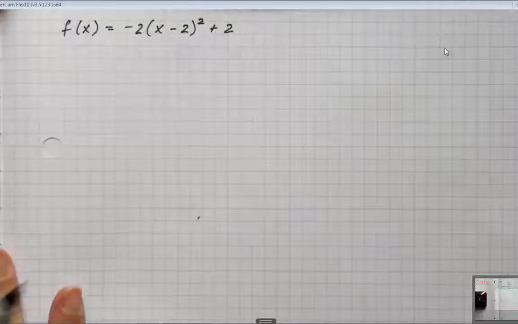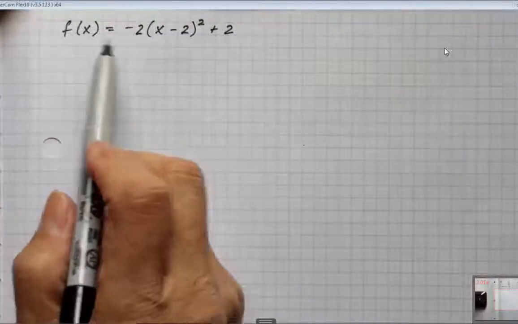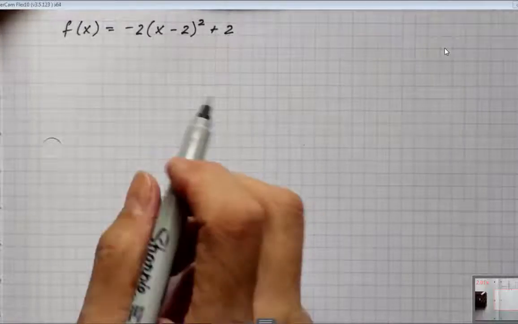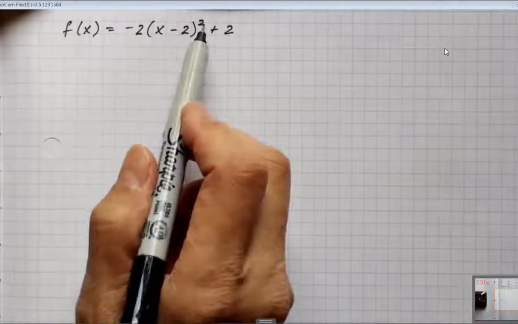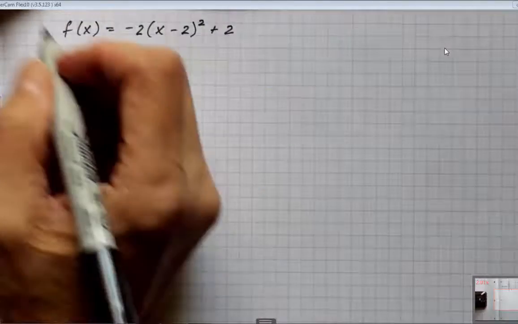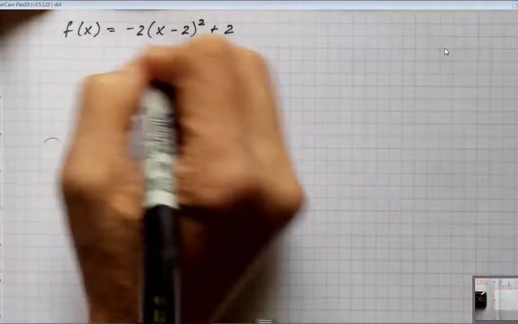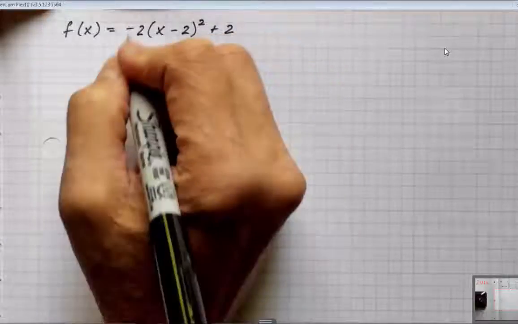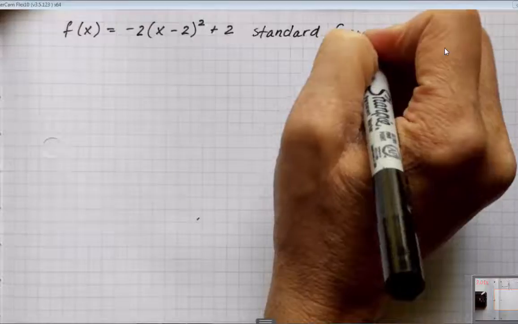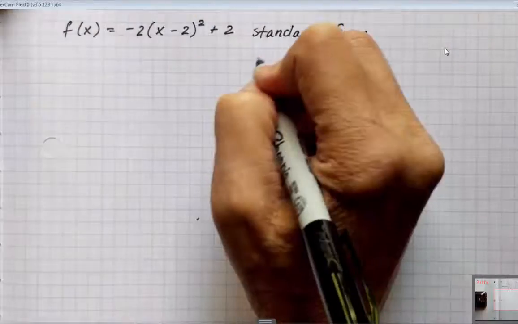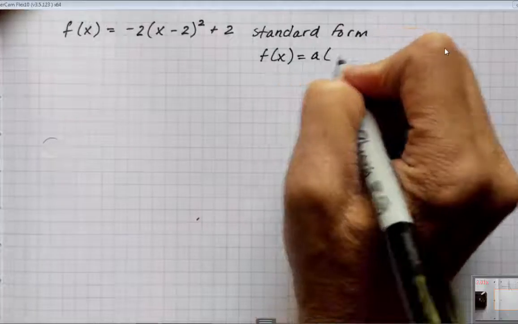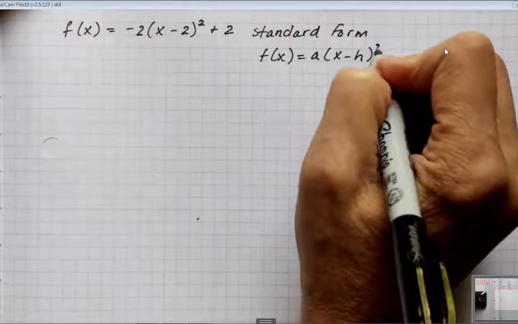We have the quadratic function here, f of x equals negative 2 times the quantity x minus 2, quantity squared, plus 2. It's a quadratic function because we have a squared term. The first thing we're going to figure out is our vertex, because this particular problem is what we call standard form. And standard form of a quadratic is in the form of f of x equals a times the quantity x minus h, quantity squared, plus k.